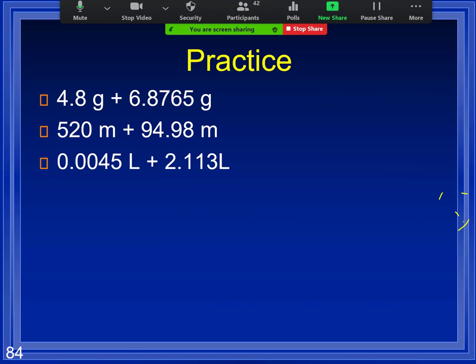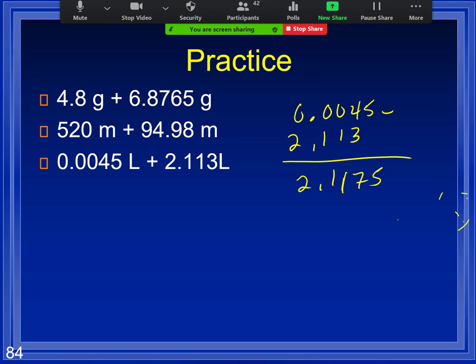So the problem with sig figs here is that people use different tools. When you're adding and subtracting, it's because they use different tools, and you can tell by the decimal places. So 0.0045 plus 2, oops, I got to line them up. 2.113 gives me 2.1175. And those were liters and liters, so I get liters as my answer.